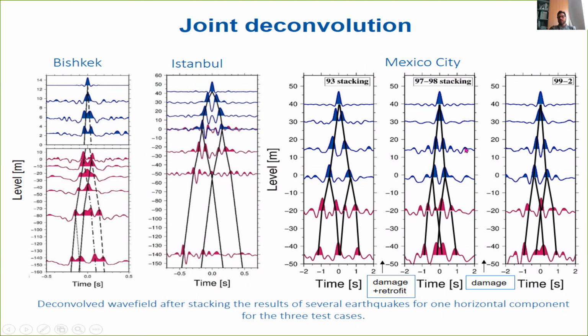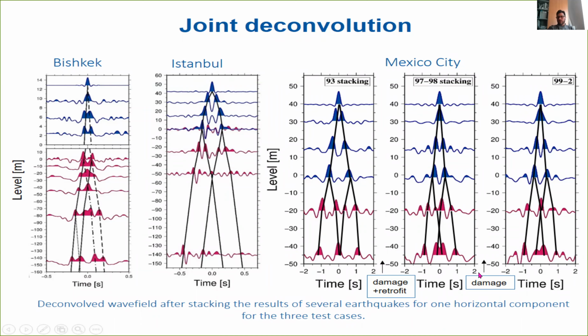Interesting is what is happening in Mexico City. And it's nice to compare, for example, how the travel time is changing in time on the waves propagating in the building. You see that before the damage, there was some time required for the propagation of upgoing and downgoing waves. Then the building was retrofitted because it was damaged. So you see that there is an increase of stiffness. So the velocity is increasing because the travel time is becoming shorter.